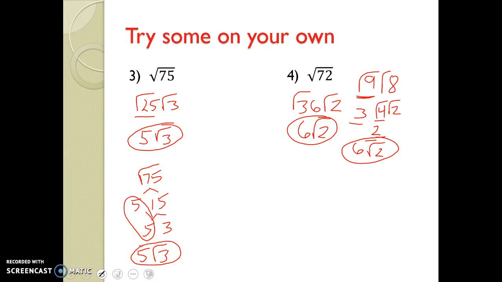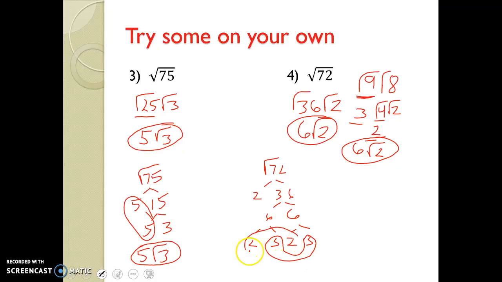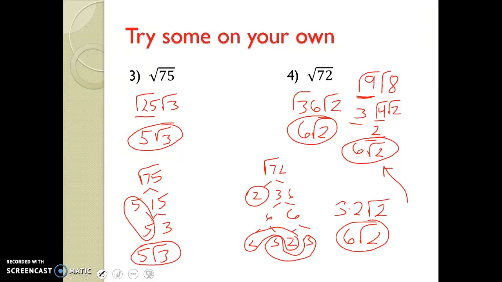We could do the same thing with 72. We could say 72 is, let's just say, 2 and 36. Let's say that 6 and 6 give us 36. 2 and 3 give us 6. And another 2 and 3 give us the second 6. So let's take them out in pairs. Here I have a pair of 3s. Here I have a pair of 2s. So the 3 comes on the outside, the 2 comes on the outside. But then I have this 2 that doesn't have a partner, so it has to stay inside the radical sign. 3 times 2 is 6, radical 2. And so I would get the same thing that I got using the other two methods.